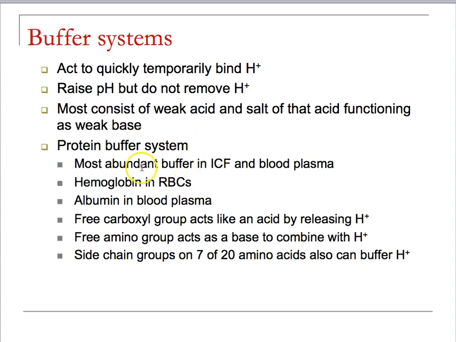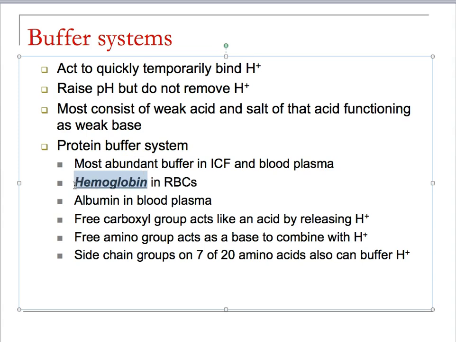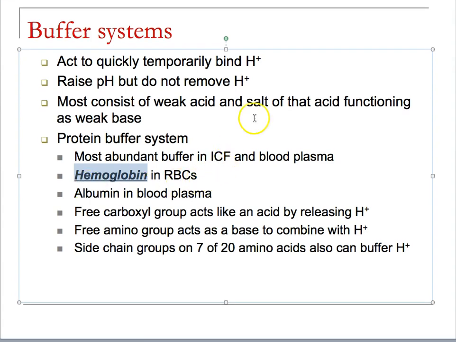And you think about that. You actually have hemoglobin. Think about what hemoglobin was actually doing back in chapter 19. It was binding hydrogen protons. And then again in chapter 23 in respiration, it was the shift in the pH that would allow us to release oxygen from that hemoglobin. Likewise, albumin can act as a buffer. The free carboxyl groups act like an acid when they're releasing hydrogen protons. The amino groups of all the proteins act as a base. Okay.